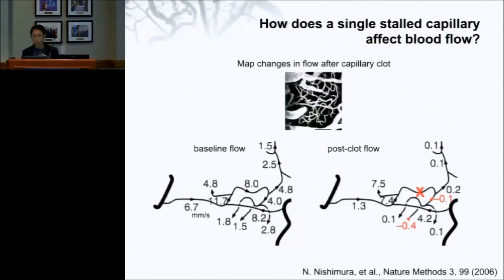We use this to answer the question of what happens when there is a clot in one of these tiny vessels. And so we mapped out the speeds of blood flow in the vessels before and after there's a clot.